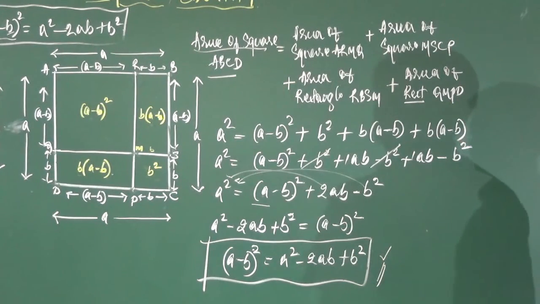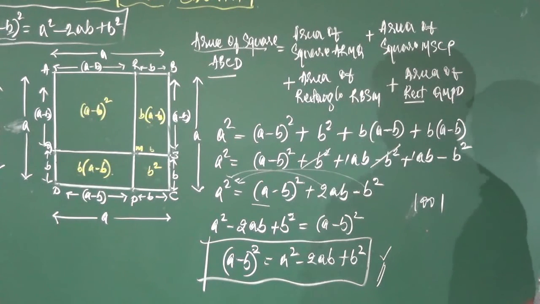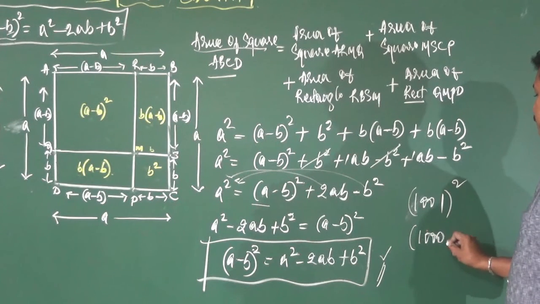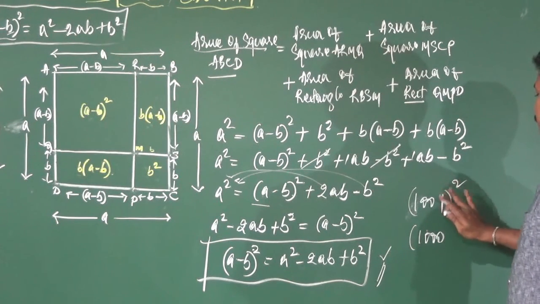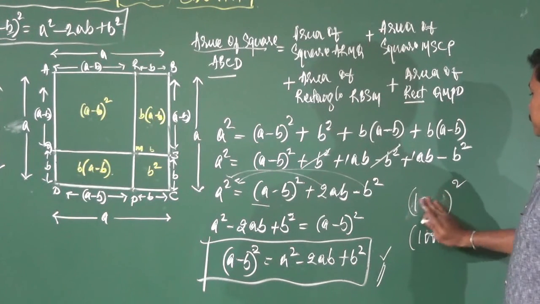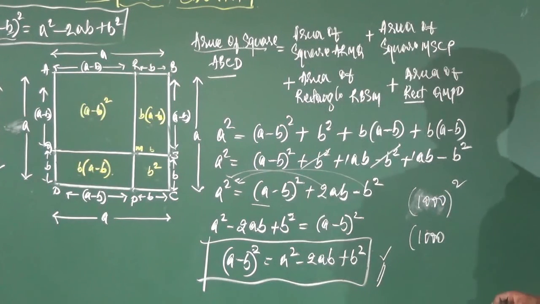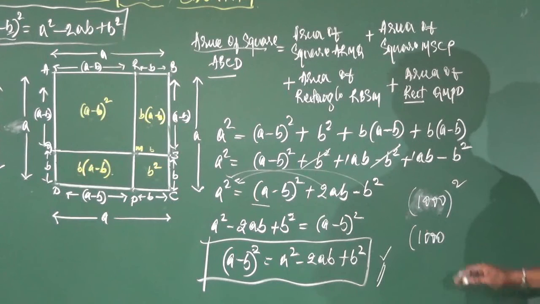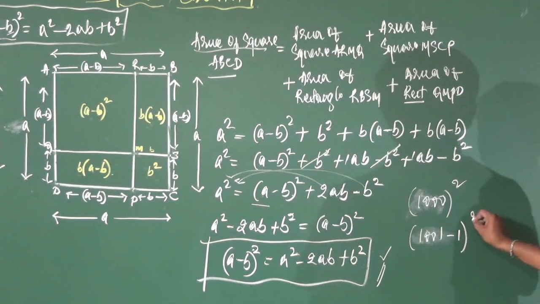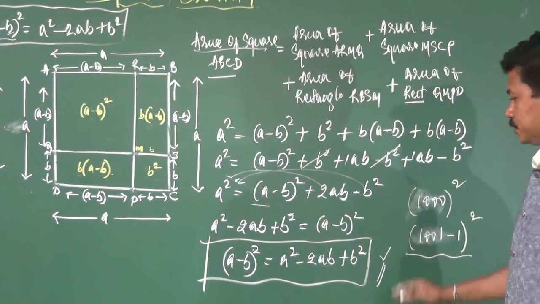For example, I have to find the product of 1001, that is 1001 whole square. I have to find the product of this. So let us take 1000 square. What is the square of 1000? So 1000 square can be written as (1001 minus 1) whole square. By using this formula we can go with the result, that is, the computation can be easily done.